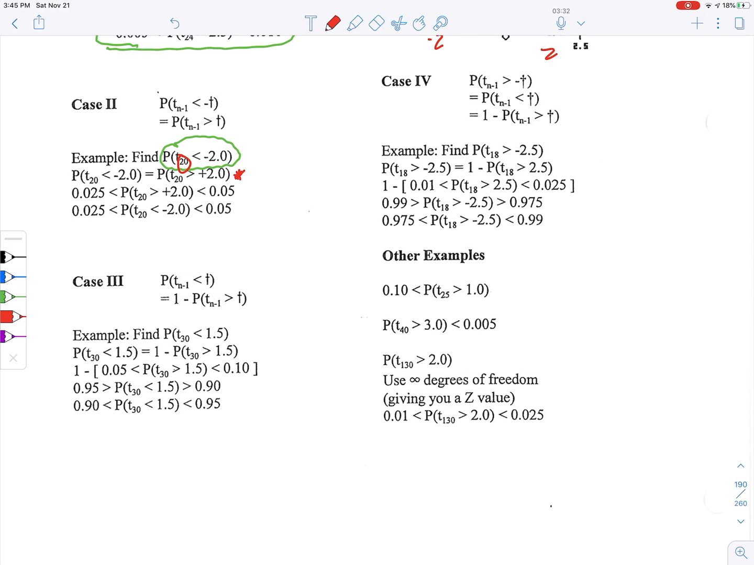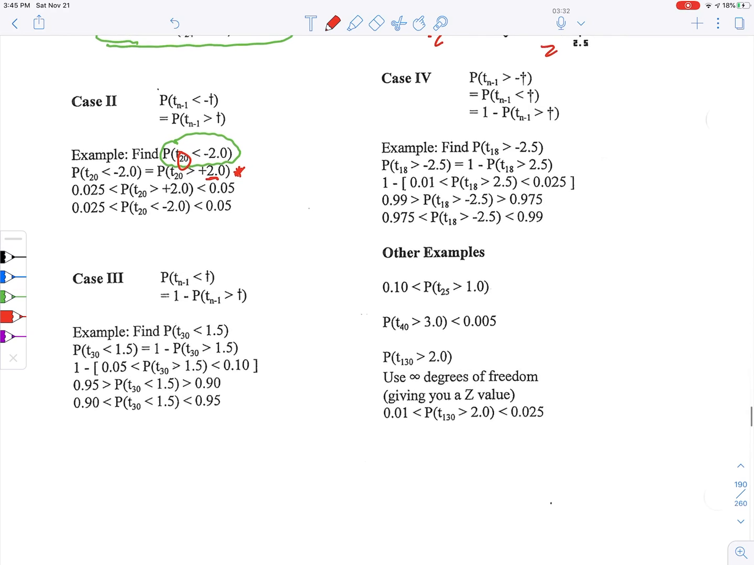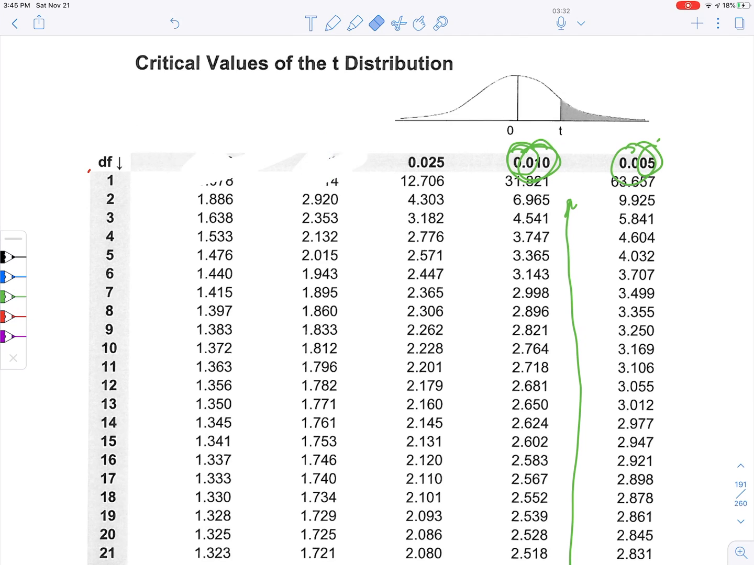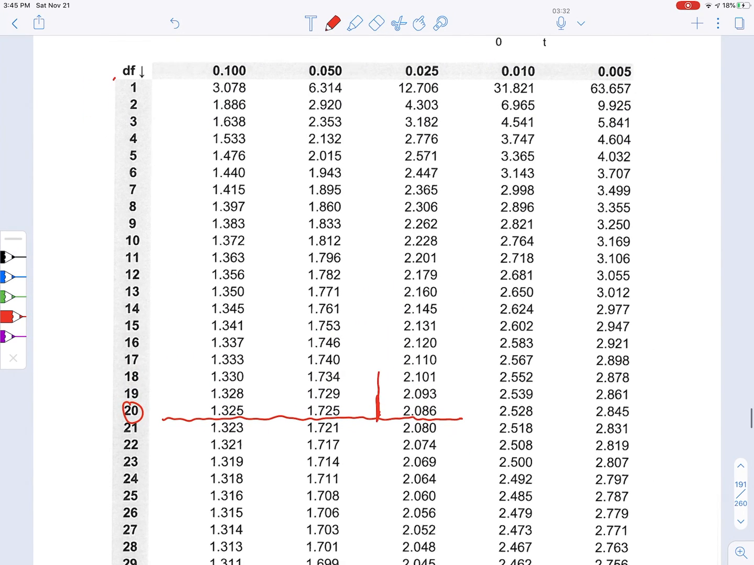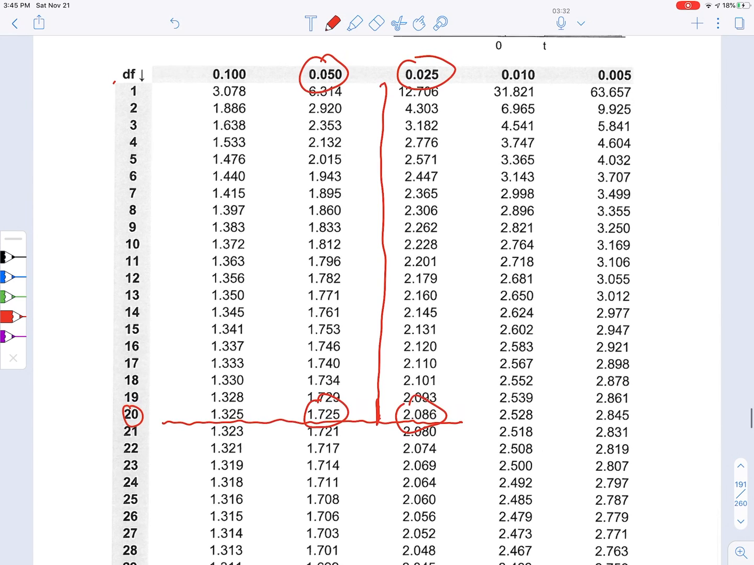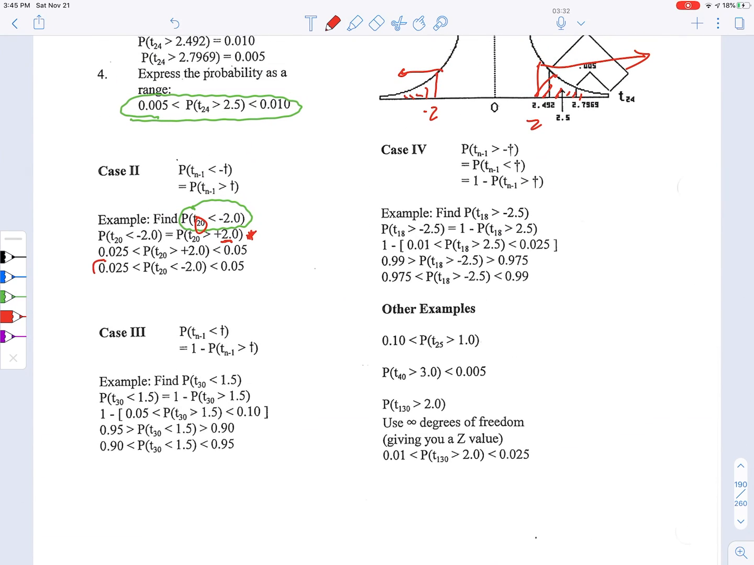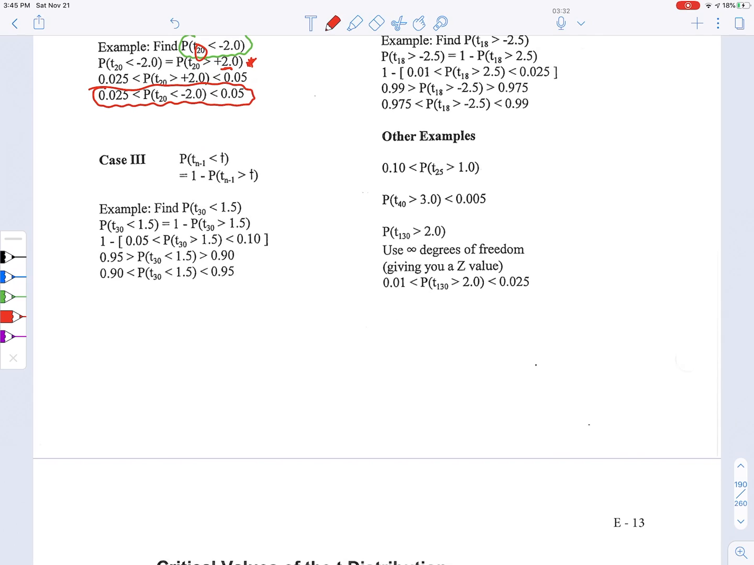So all we do is look at our degrees of freedom, which is 20, and we go across until we find 2, which is somewhere in here. So we go to the top, and we say it's going to be between 2.5% and 5%, right? Somewhere between 1.7 and 2.086. So it's somewhere between 2.5% and 5%. And that's what we've got down here. That's the answer.